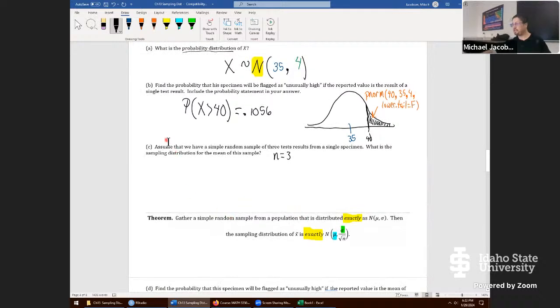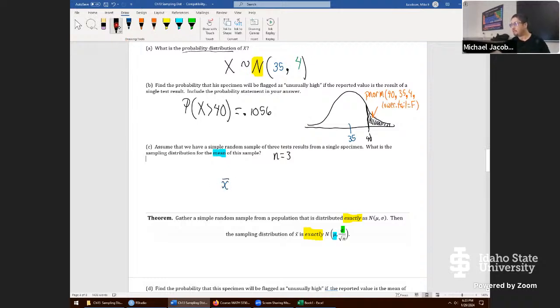Okay, so same kind of question. Assume we have a simple random sample of 3 test results from this single specimen. What is the sampling distribution for the mean of this sample? Well, this question is kind of like we asked here in part A. Turns out probably the most important thing to pay attention to is that word right there. We're not talking about a single observation. We're talking about the average of multiple observations. So we write out this.